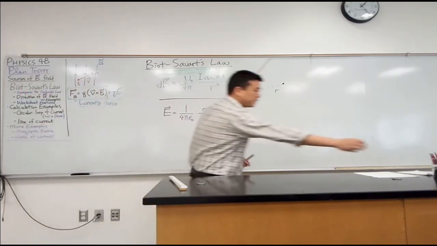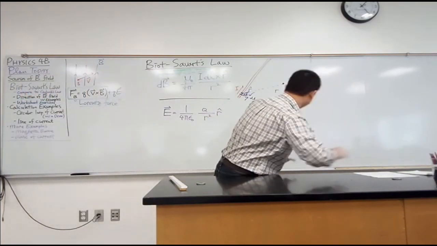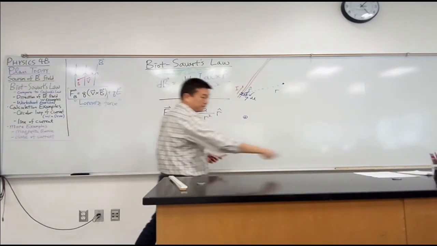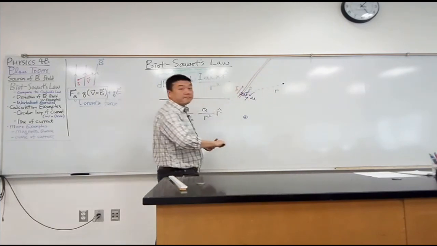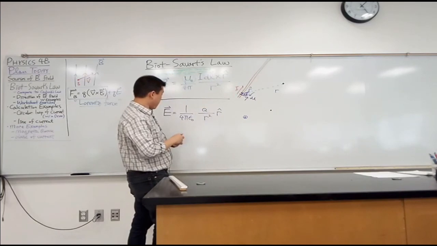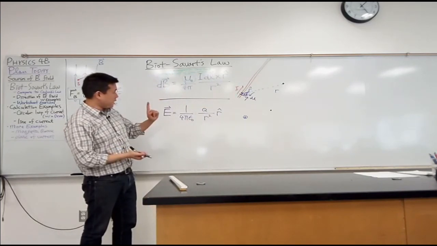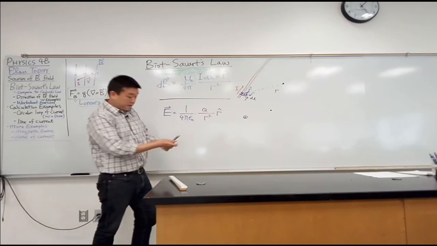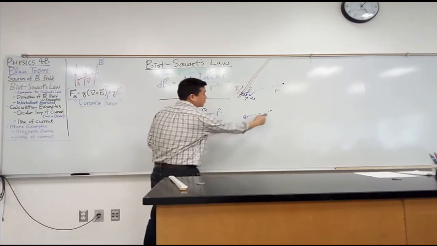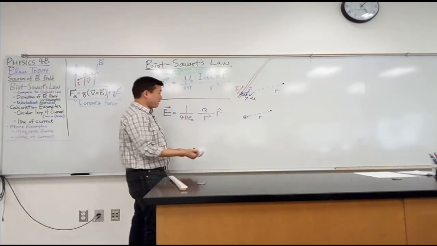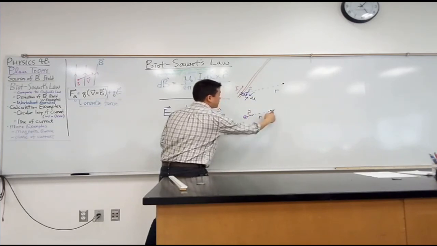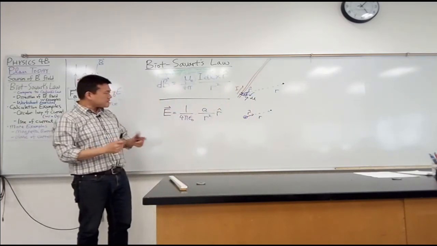Let me draw the diagram. If I have a charge Q here, then imagine I'm interested in the electric field at this point in space. The only thing I had to take care to define is R. This R is the distance from the point charge to the point in space. And R hat is the unit vector pointing from the charge to the point in space. So let's start off with the R.